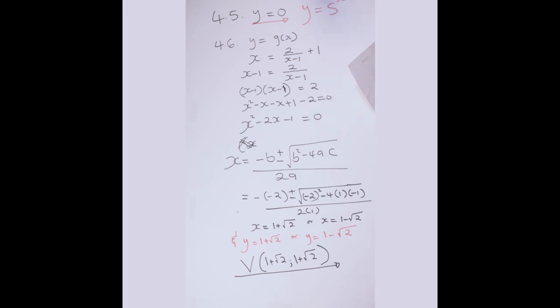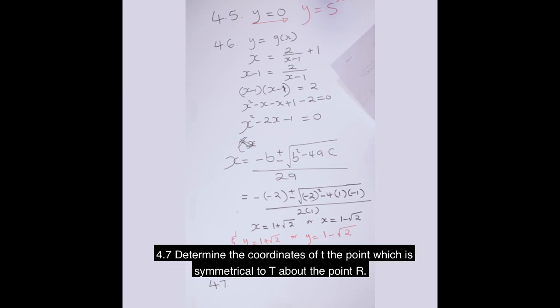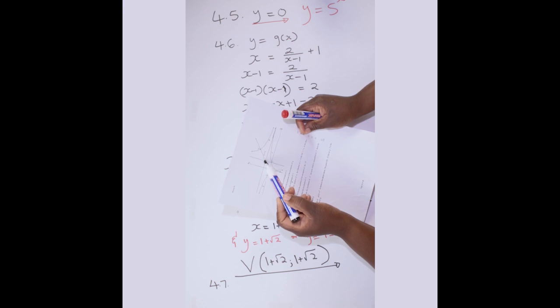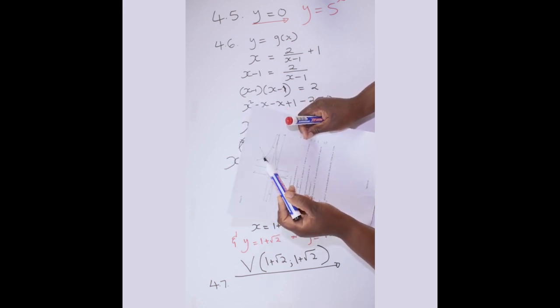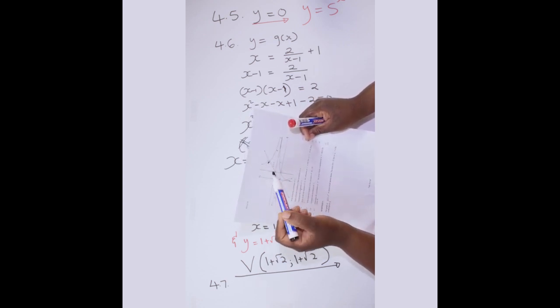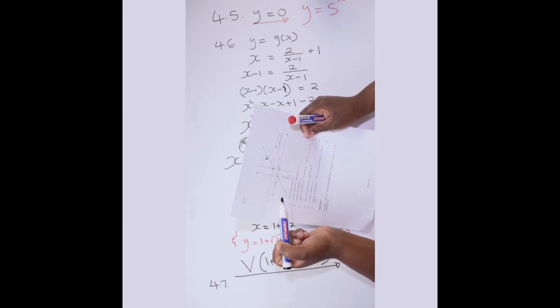Okay. The last question is 4.7. So 4.7 is another little bit of a trick, but with not much of a problem. Let's look at it. Determine the coordinates of T prime, the point which is symmetrical to T about the point R. Another way of saying it: there's point T, and point R is going to be in the middle. There's another point here that is symmetrical, for which when we fold this, they will be on top of each other. So that is the point we are looking for.